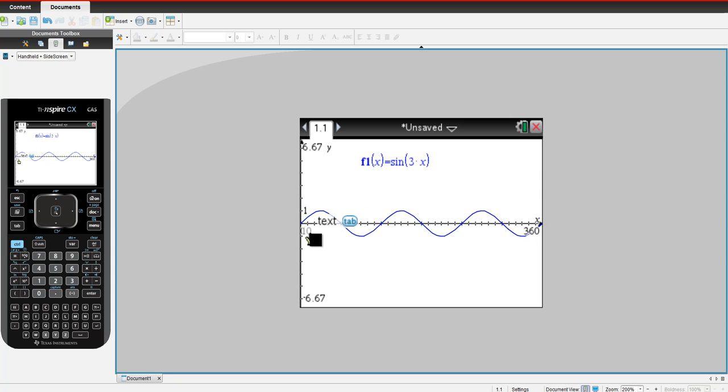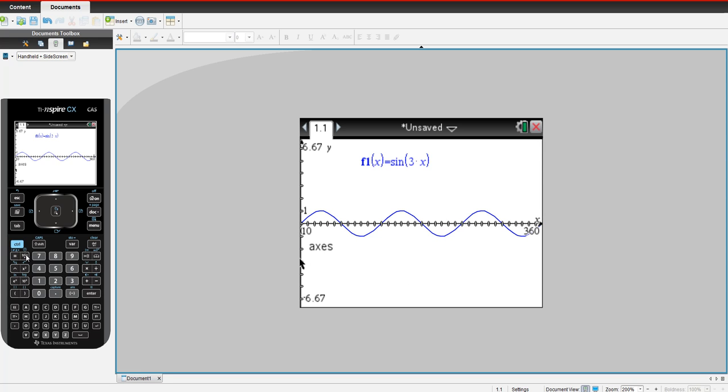Then we just count here 10, 20, 30, 40, 50, 60, and then we're going to go every 60 degrees. So it's going to be 60, 120, 180, 240, 300, and then 360. So we're going to have 1, 2, 3, 4, 5, 6, 7 roots within this interval from 0 to 360.